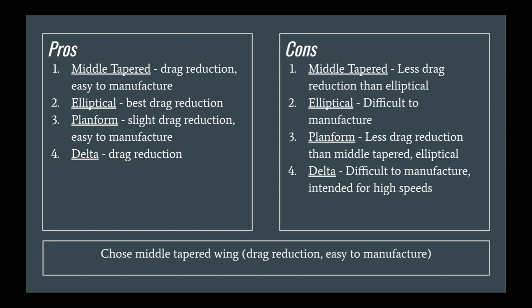However, each wing type also has its cons. The middle tapered has less drag reduction than the elliptical wing. The elliptical is difficult to manufacture. The planform has less drag reduction. And the delta wing is difficult to manufacture and is actually intended for high speeds.